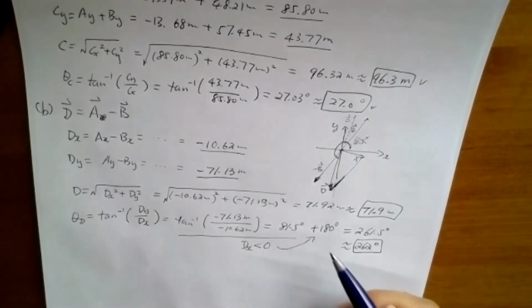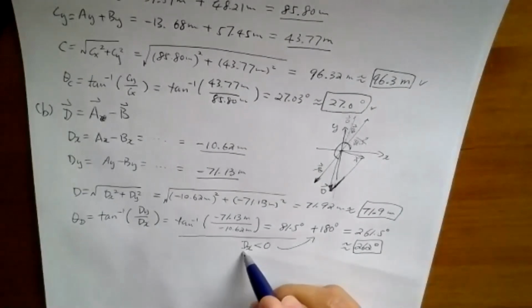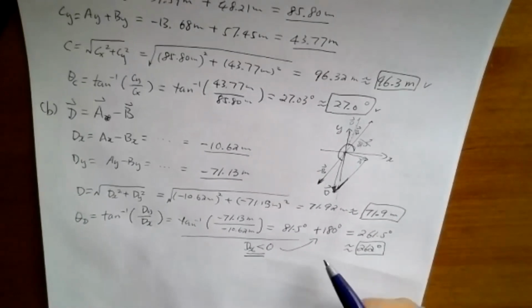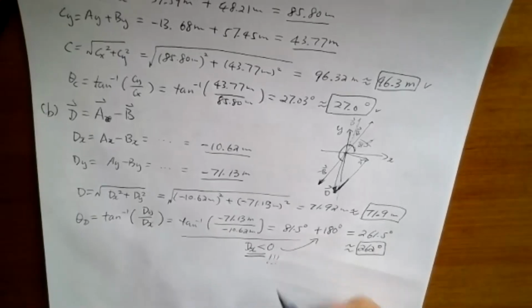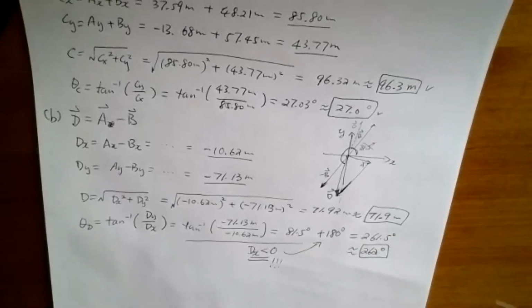And I'm also glad that you forgot that, because now you know if your dx is less than 0, you want to add 180, okay? It's better you make the mistake right now than making mistakes during the test, okay? So pay attention to the x component. If it's less than 0, you add 180 to it, okay?